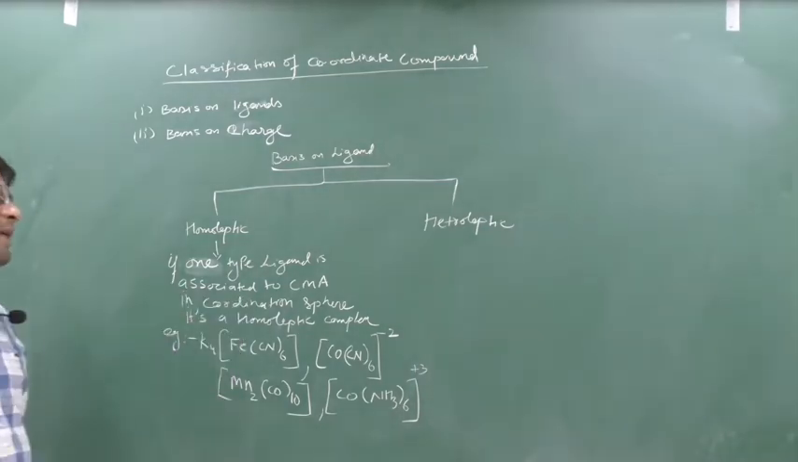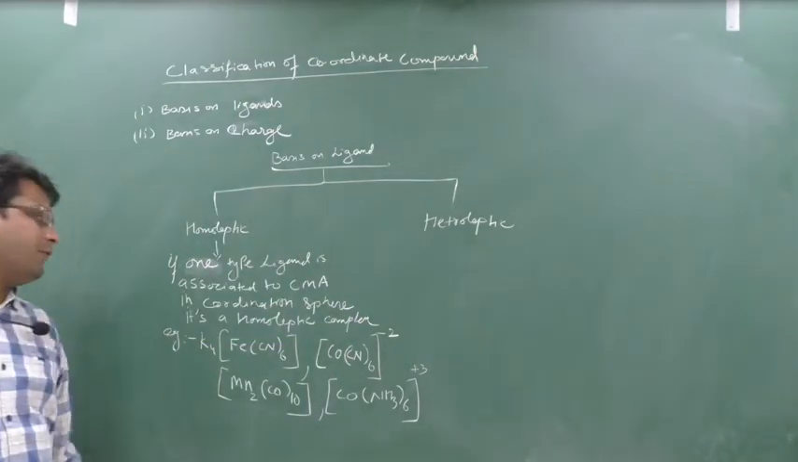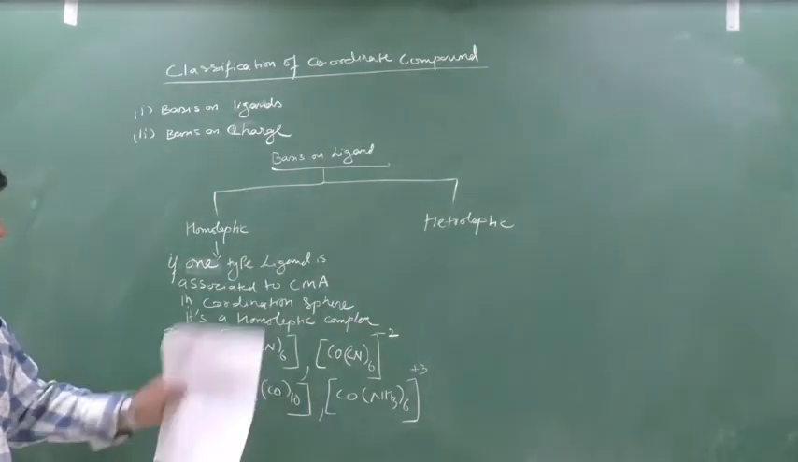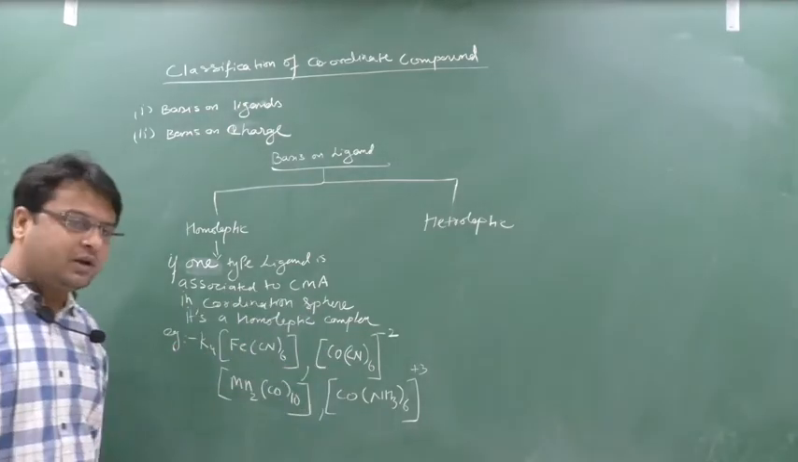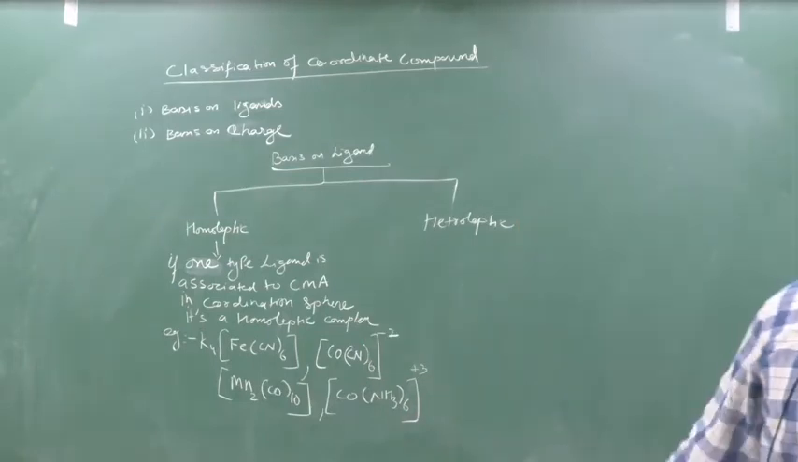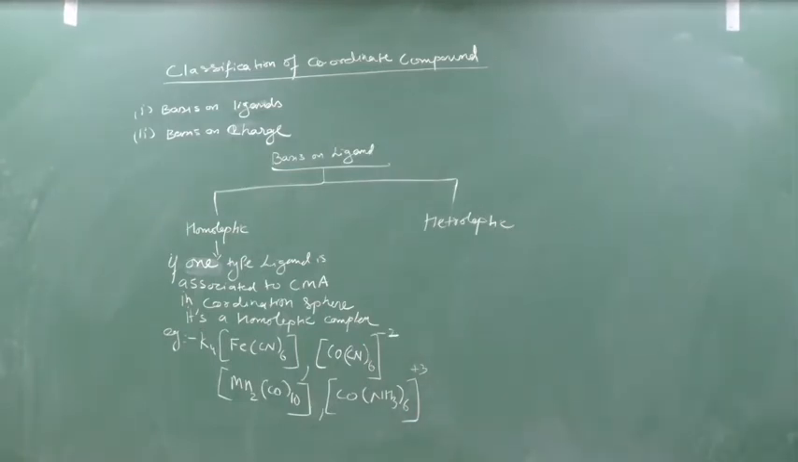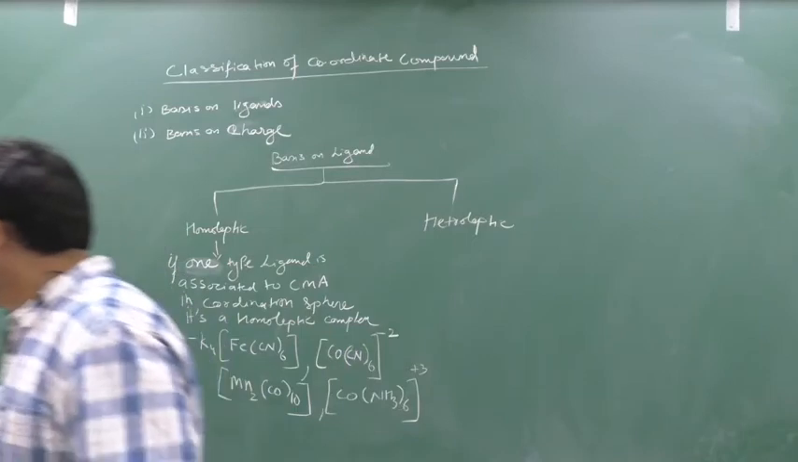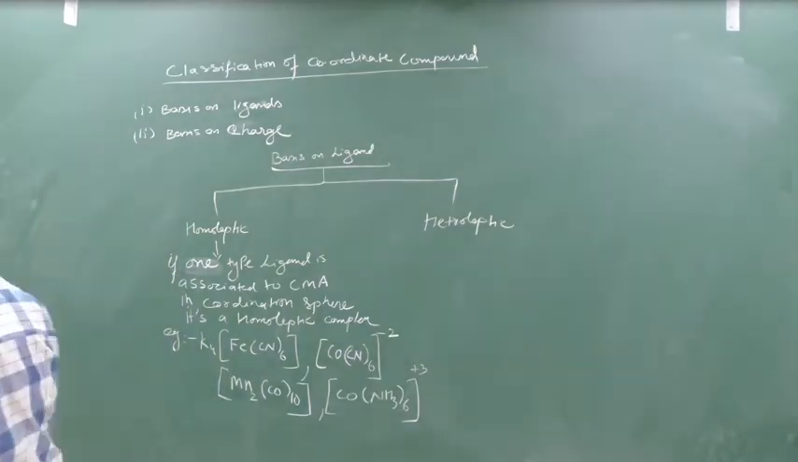So beta, what will heteroleptic be? The reverse of it. If two or more types of ligand are associated to the central metal atom in the coordination sphere, it's a heteroleptic complex. Yes or no? Write down this first, then I'll go with heteroleptic and then we'll see the examples. Take a screenshot. Taken? Okay, see here. Now what can be the definition here?